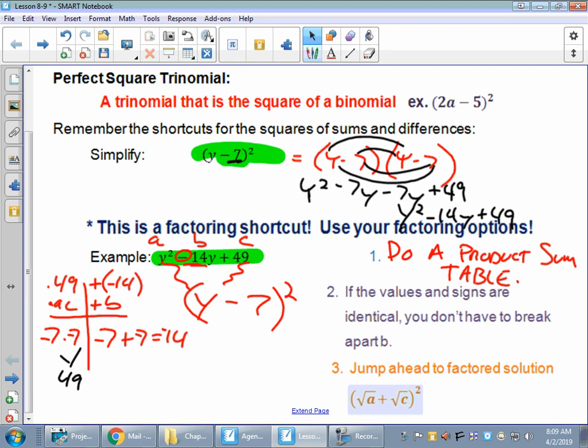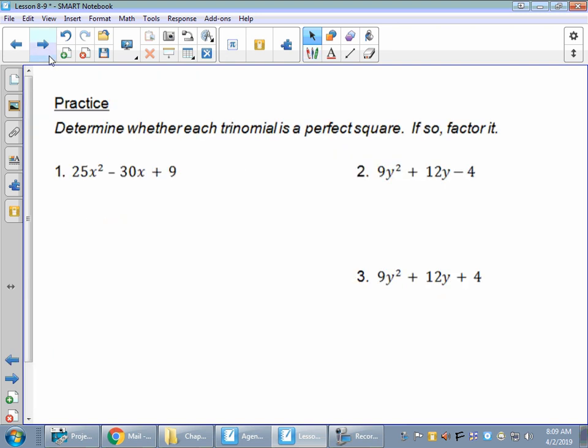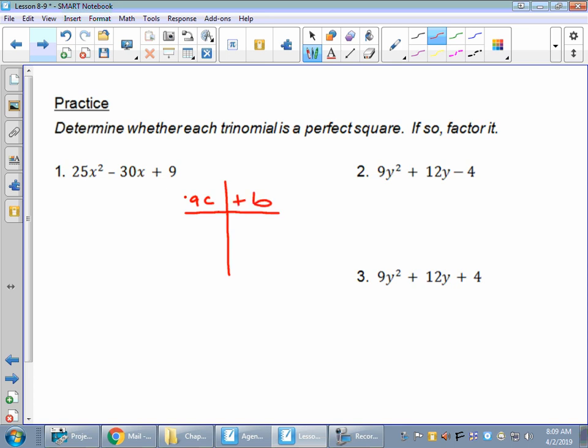Okay, so let's look at some other examples here and see how we can do it. First one says determine if it's a perfect square. If so, factor it. Well, I don't really want to try to determine it. Let's do a product sum table, and it should tell us right away. So again, I'm multiplying to get A times C, and I'm adding to get my B value. Here, A is 25, B is negative 30, I get in the habit of doing this, and C is 9. So I'm trying to go 25 times 9. A times C is 25 times 9, so I'm looking to multiply to 225, and I'm looking to add to a negative 30, because that's my B value.